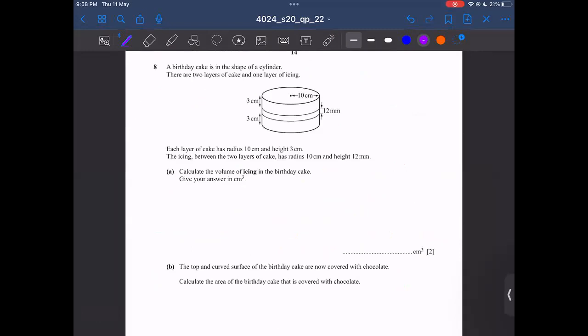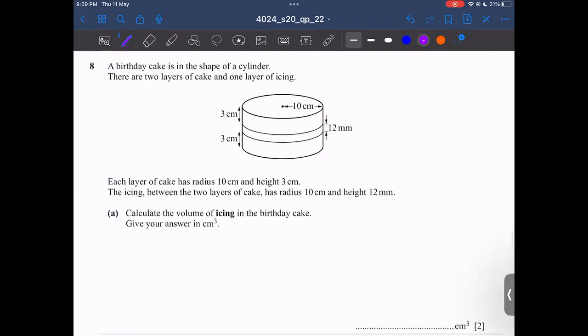Next, we have a birthday cake in the shape of a cylinder. It says there are 2 layers of the cake and one layer of icing. Each layer of cake has radius 10 centimeter, height 3 centimeter. The icing between the 2 layers of cake has radius 10 centimeter and height 12 millimeter. Calculate the volume of the icing in the birthday cake. Give your answer in centimeter cubed. We just need to find out the volume of the icing over here.